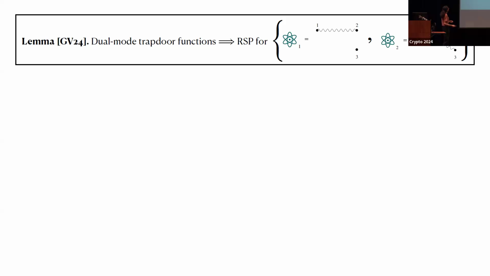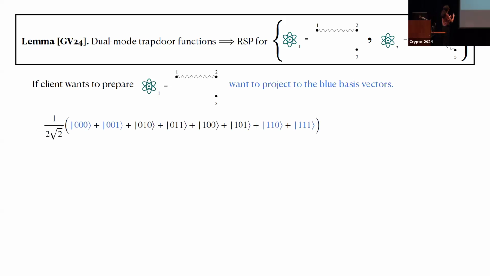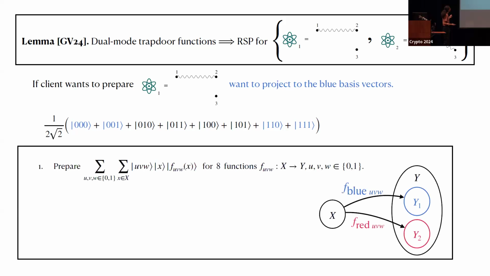Okay, so if the client wanted the server to prepare state 1, what the server wants to do is prepare this uniform superposition over all 8 possible 3-bit strings, and then collapse to the ones where the first and second bits are equal. So that is, we want to project to these blue strings. So how do we do this? We could try doing the same thing as before.